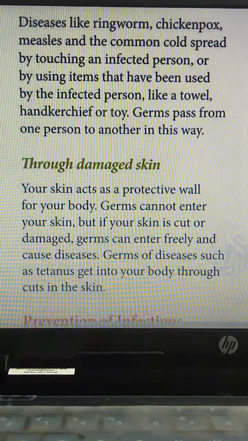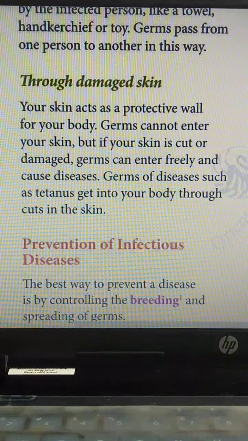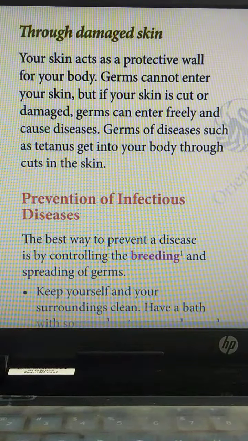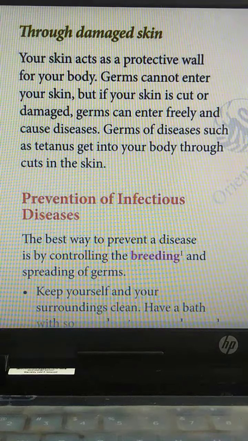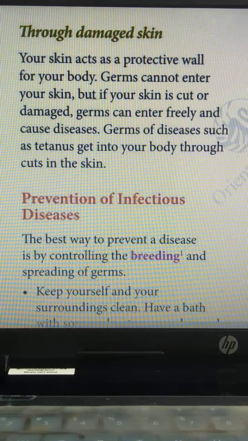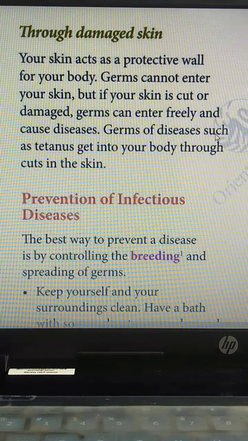Then through damaged skin, if your skin is damaged, then also it is a problem. So through damaged skin, how does it happen? Your skin acts as a protective wall for your body. Germs cannot enter your skin, but if your skin is cut or damaged, germs can enter freely and cause diseases. Germs of diseases such as tetanus get into your body through cuts in the skin.